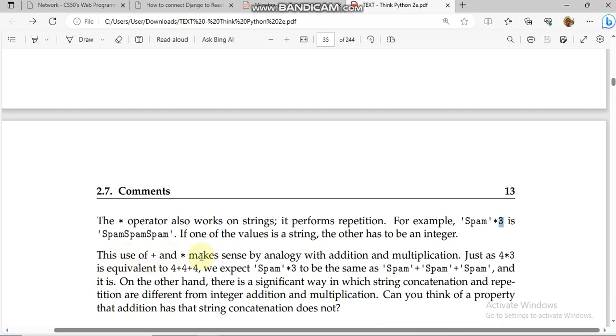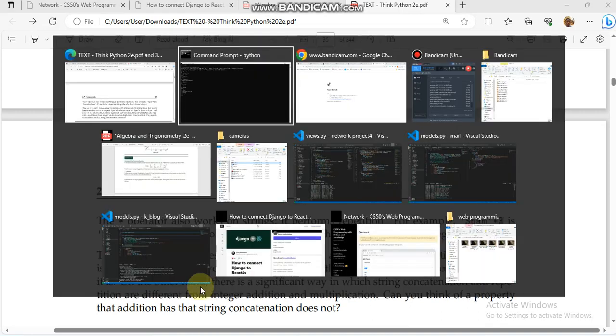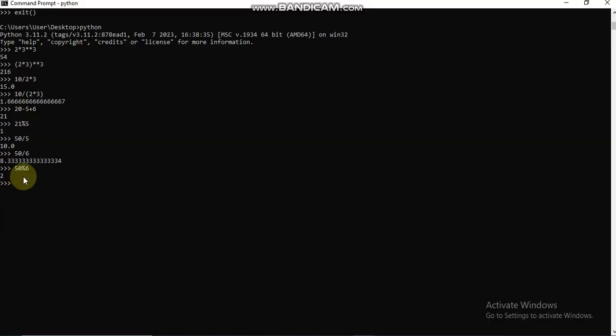The use of plus and star makes sense by analogy with addition and multiplication, just as 4 times 3 is equivalent to 4 plus 4 plus 4. We express 'spam' times 3 as spam, spam, spam, which is going to give spam together. So let's go into our code and see how that works.